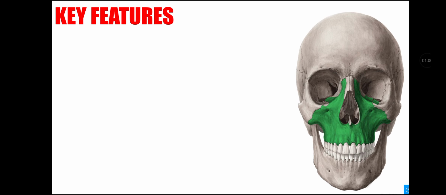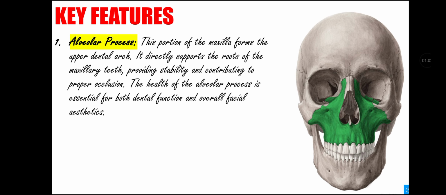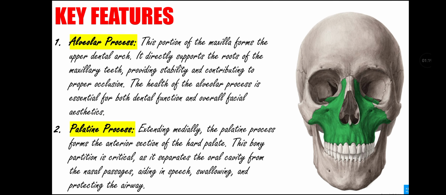Now let's talk about the key features of the maxilla. The first key feature is the alveolar process. This is the portion of the maxilla that forms the upper dental arch. It directly supports the roots of the maxillary teeth, providing stability and contributing to proper occlusion. The health of the alveolar process is essential for both dental function and overall facial aesthetics.